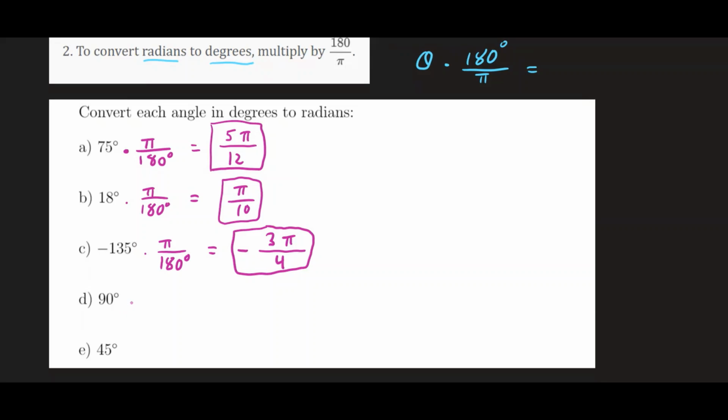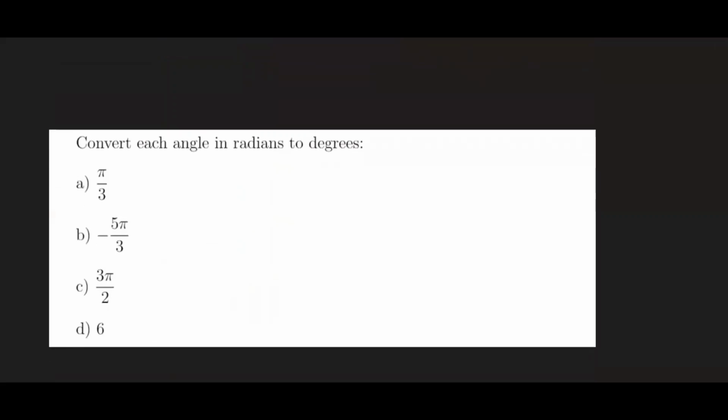For 90 degrees, again, we do the same thing, pi over 180 degrees, and then by simplifying, we get pi over 2. And last one, 45 degrees, multiply it with pi over 180 degrees, and that will give us pi over 4 radians. So these are the measurements for the following degrees into radians. And now you can also go backwards to double check your answer. So we're going to do different examples to go from radians to degrees. Let's take a look at these ones.